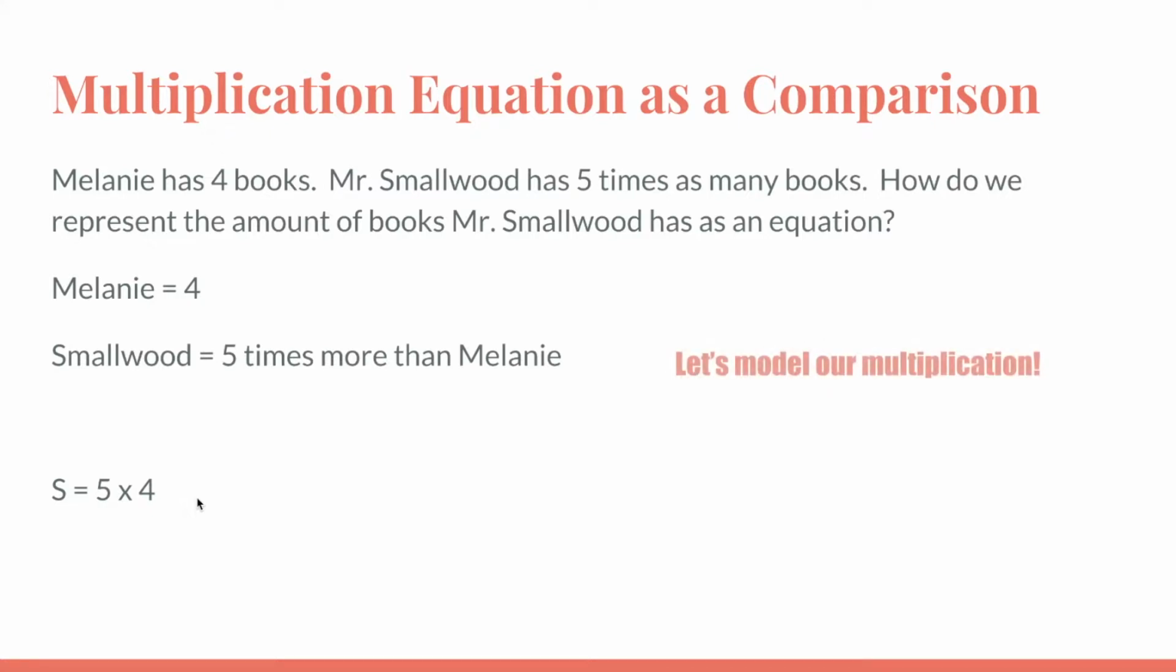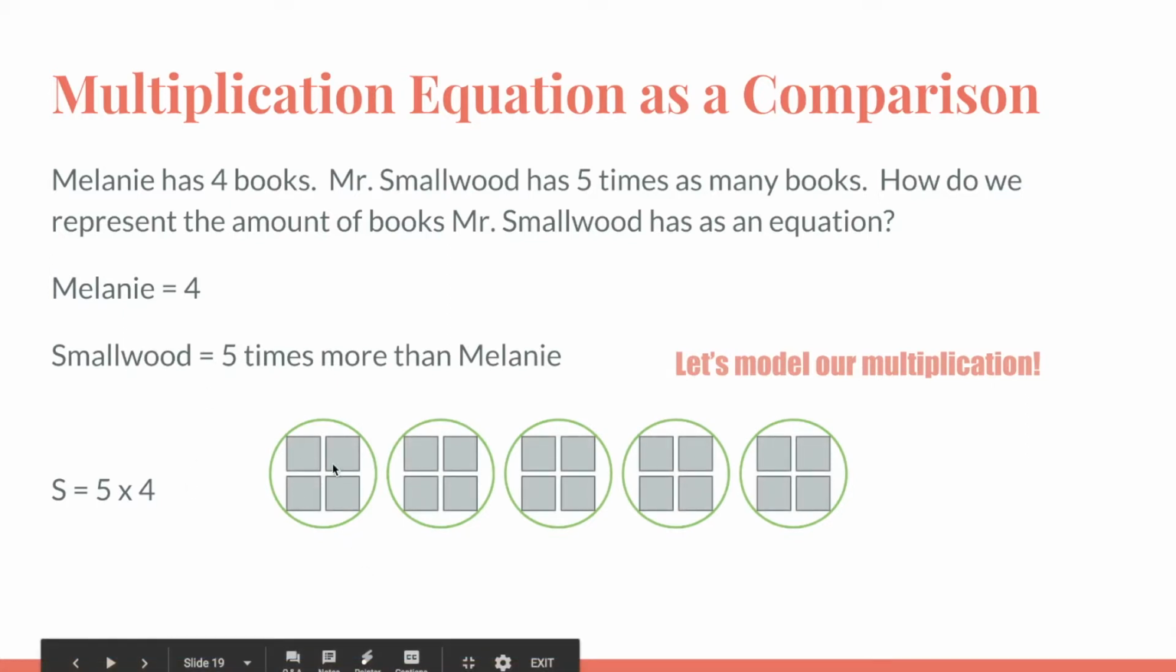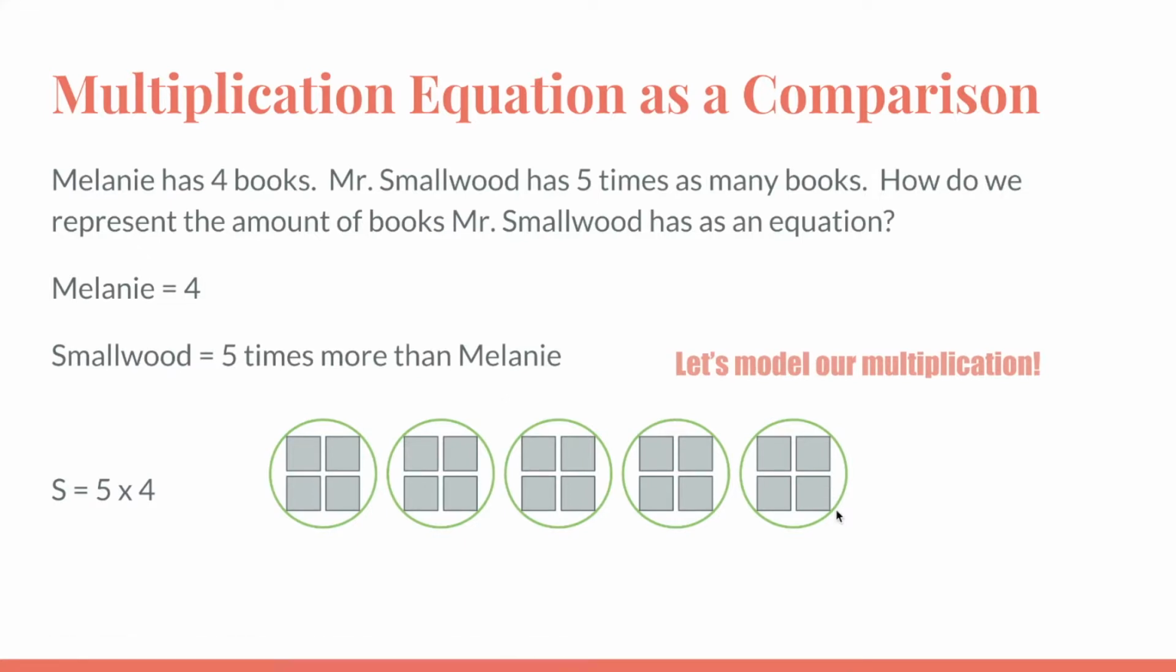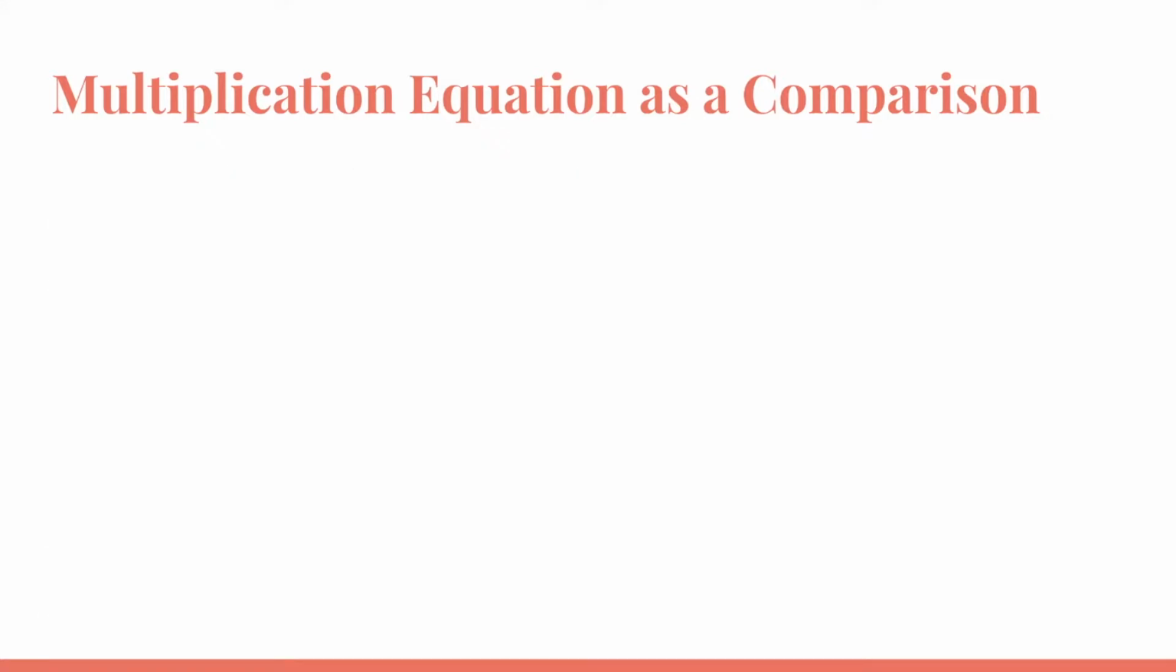So if we were to model it, it would look like this. Melanie has 4 books, but Mr. Smallwood has 1, 2, 3, 4, 5 times as many, which in this situation is 20. Mr. Smallwood has 20 books. Let's do another one.